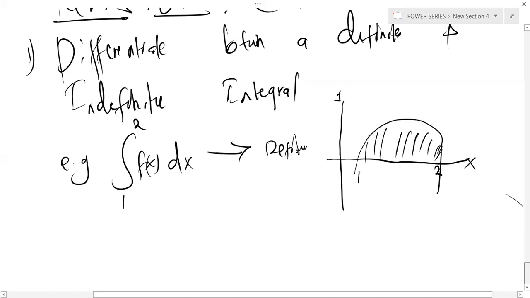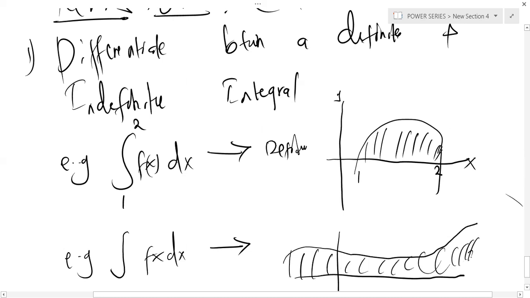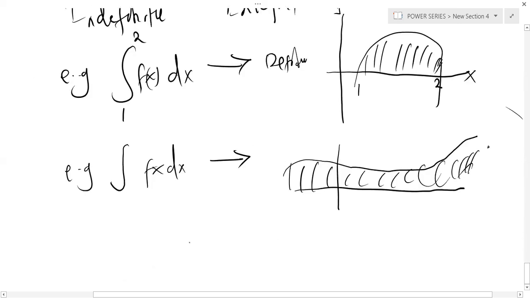For the indefinite integral, this is an integral whereby the limits are not defined, i.e., you're just told integrate f of x dx. You're not being told from which point to which point. So in a diagram, this is your function of x, and you're integrating it indefinitely, like there's no starting point or ending point of your integration. So those are the definitions for definite and indefinite integrals.